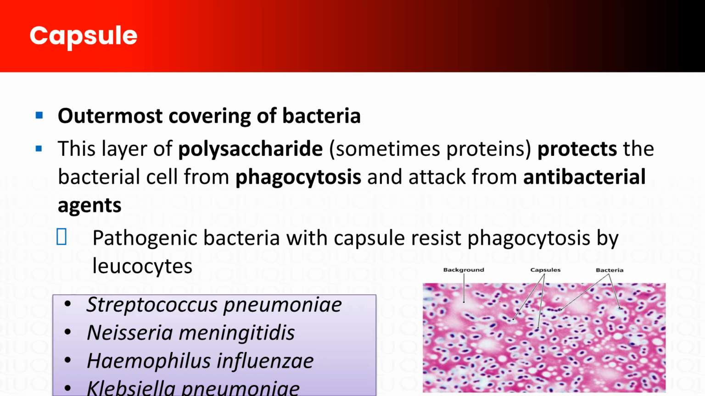The capsule is the outermost covering, usually made of polysaccharide. This layer protects the bacterial cell from phagocytosis and antibacterial agents. Pathogenic bacteria with a capsule, such as Streptococcus pneumoniae, resist engulfment by leukocytes.